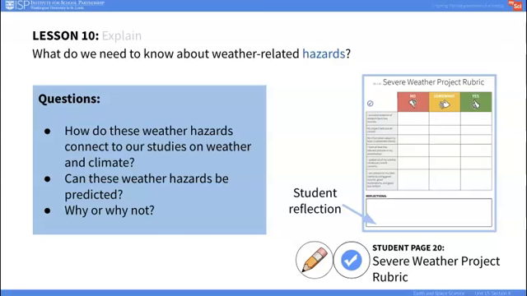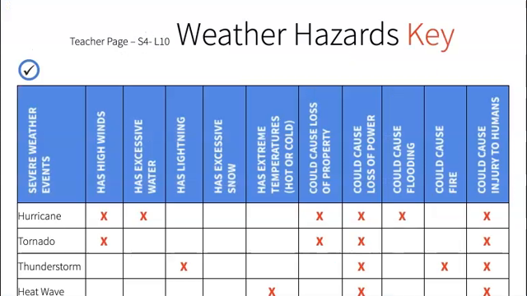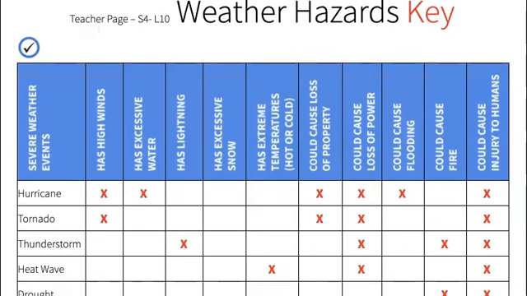about weather hazards. In the Elaborate portion of this lesson, students will compare the weather hazards for similarities and differences. Project the weather hazard grid or create a similar grid on the whiteboard. Students check off the events that are associated with each type of severe weather.